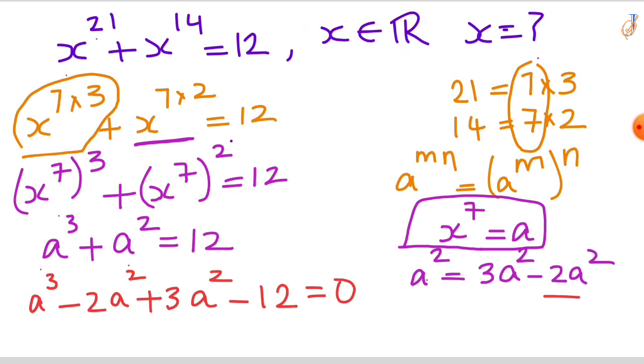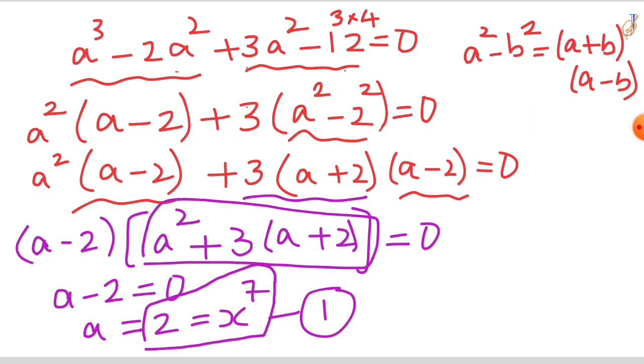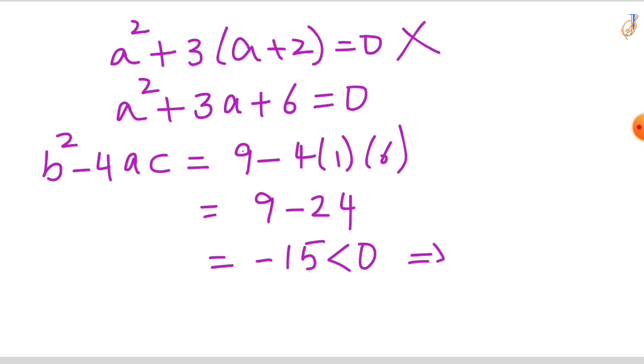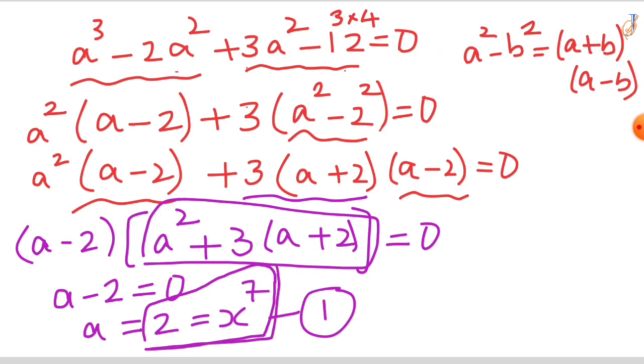In the given equation, x raised to the power 21 plus x raised to the power 14 equal to 12, here they are given x are real numbers. That's why we are rejecting this case. Means we are not getting any roots here. So we have only the root, that is x raised to the power of 7 equal to 2.